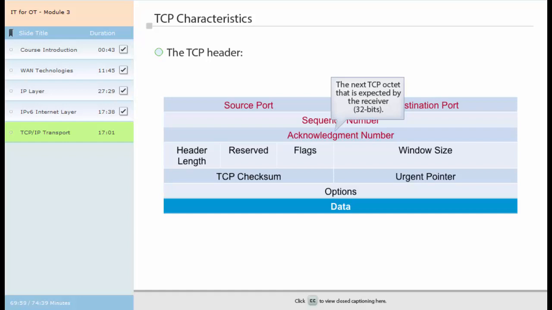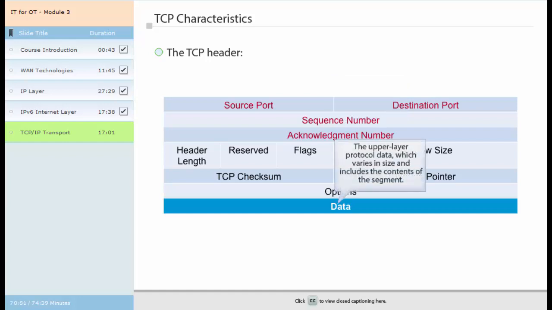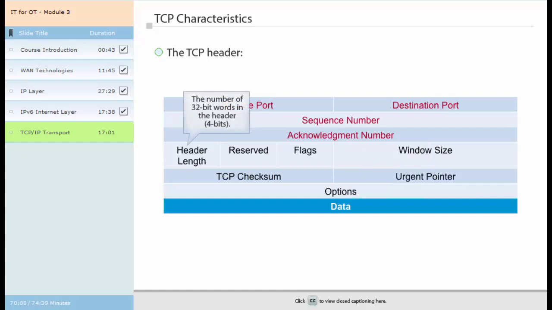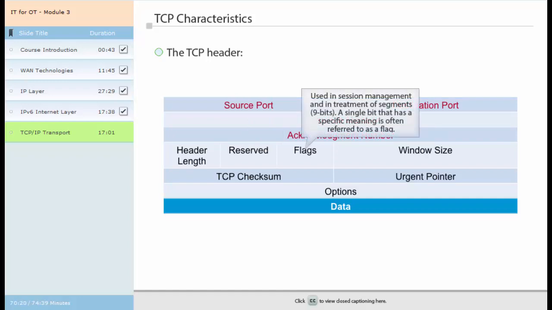This is 32 bits. Data, the upper layer protocol data, which varies in size and includes the contents of the segment. Header length, the number of 32-bit words in the header. This is 4 bits in size. Reserved, set to 0 and is 3 bits in size. Flags, used in session management and in treatment of segments. This is 9 bits. A single bit that has a specific meaning is often referred to as a flag.